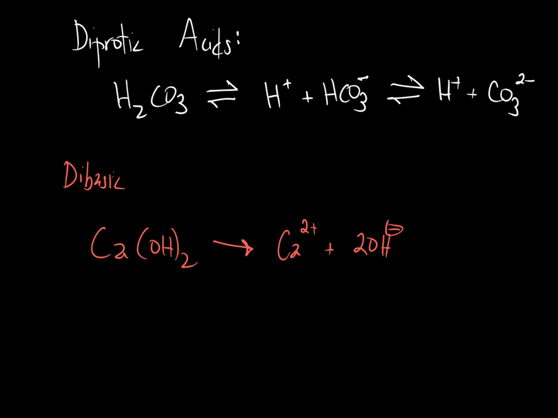And then it talks about litmus paper. Base will turn blue, acid will turn pink typically.